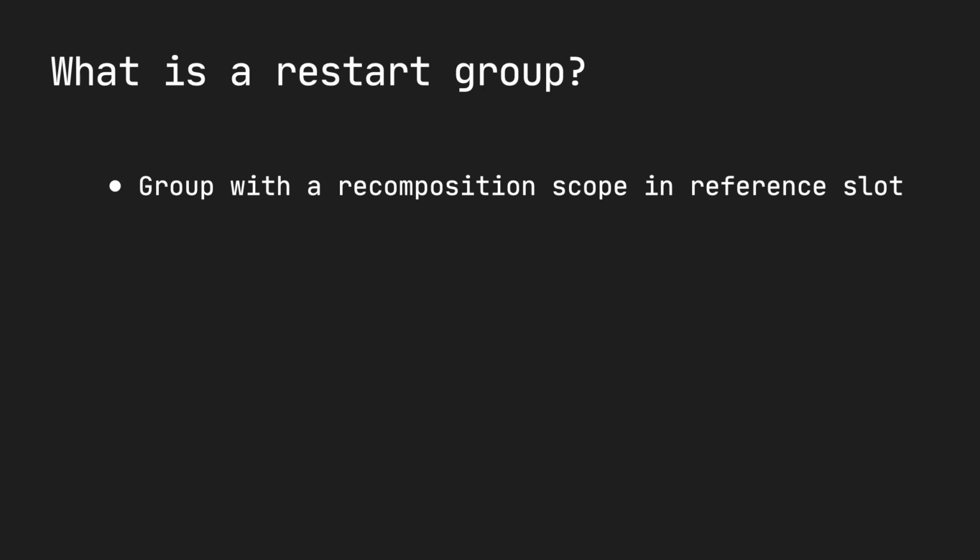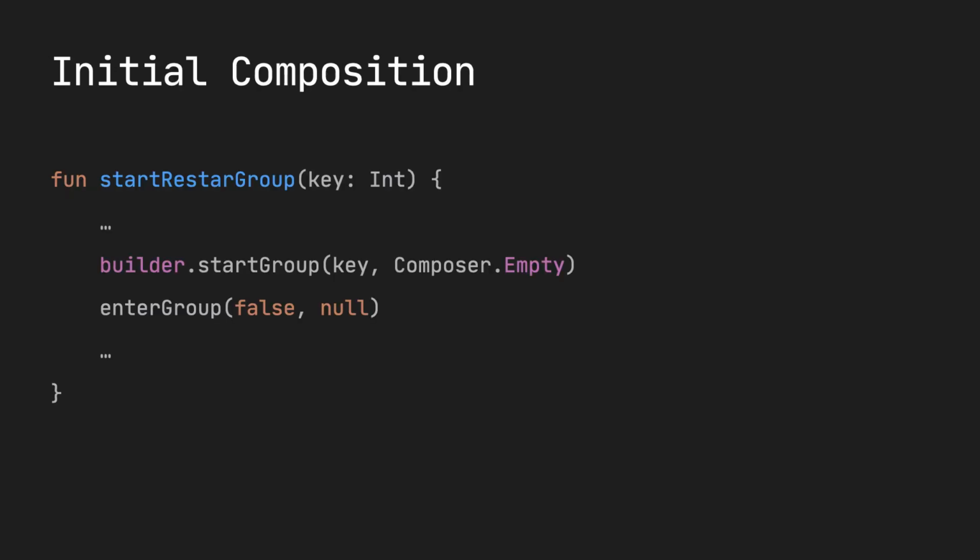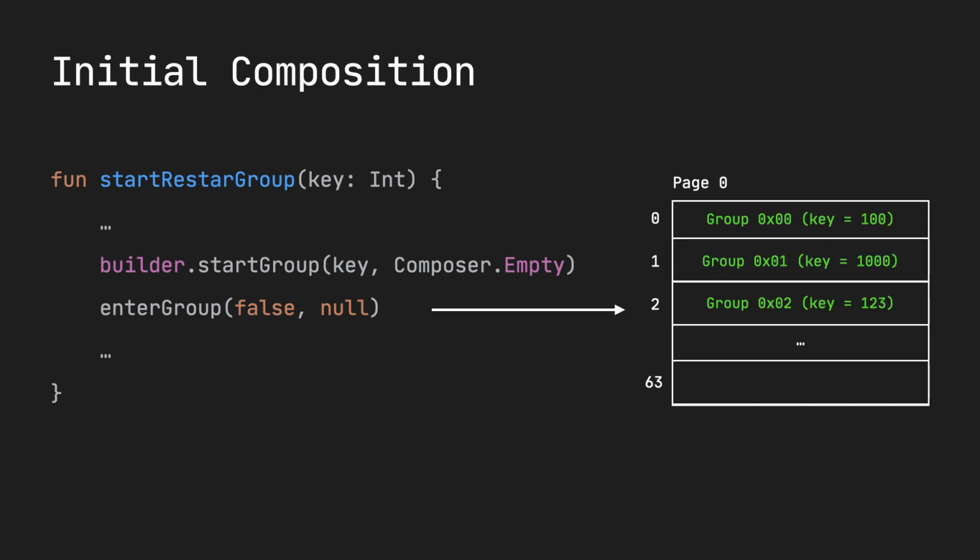A restart group basically creates an instance of a recomposition scope in the reference slot, and we'll look at what that means. This is the definition of a restart group. And there are other types of groups we'll look at later on. So first look at restart groups. What a restart group does underneath the hood is telling the slot table, I want to add a group for this. And this is what it looks like.